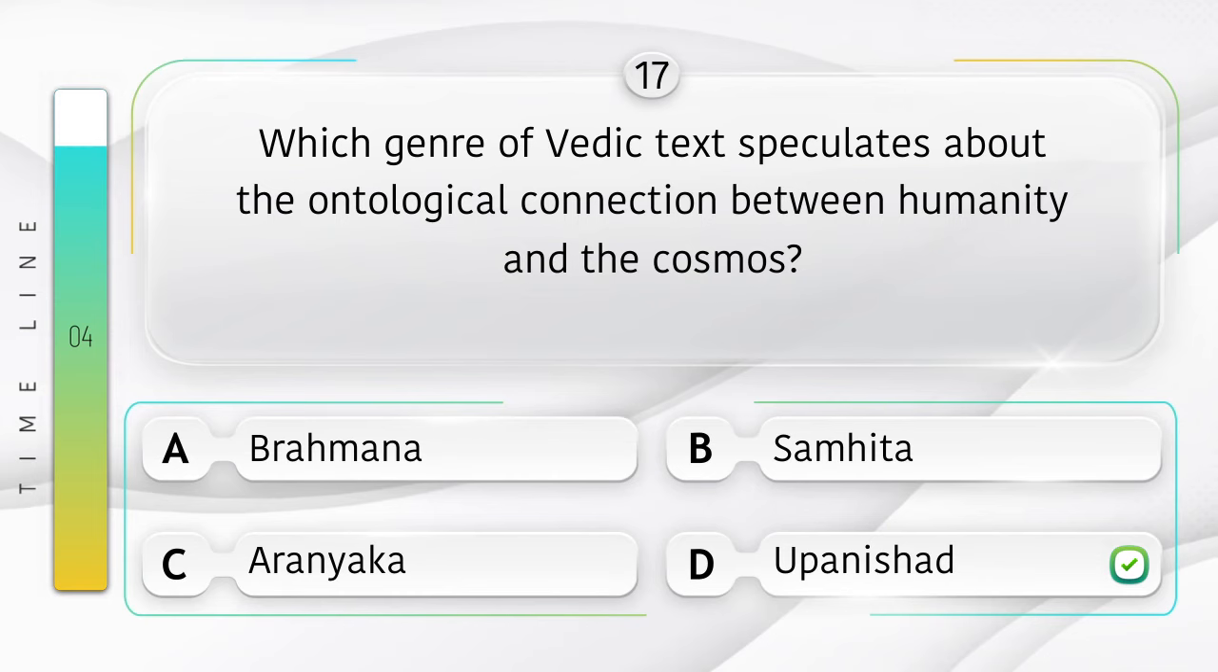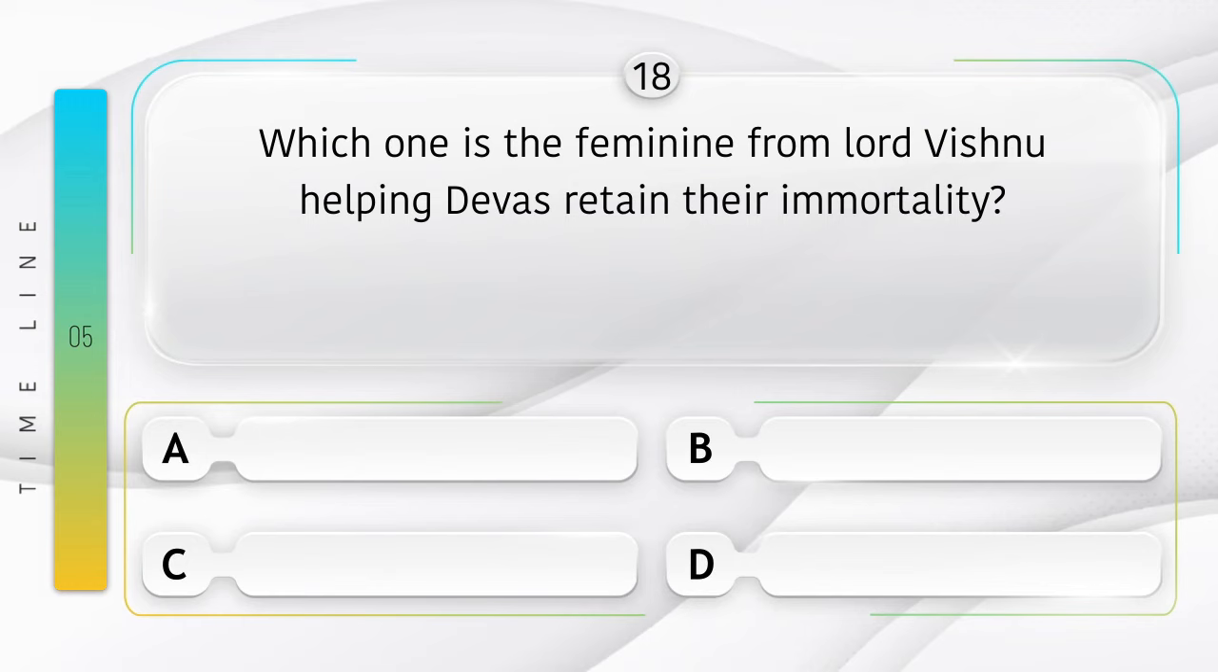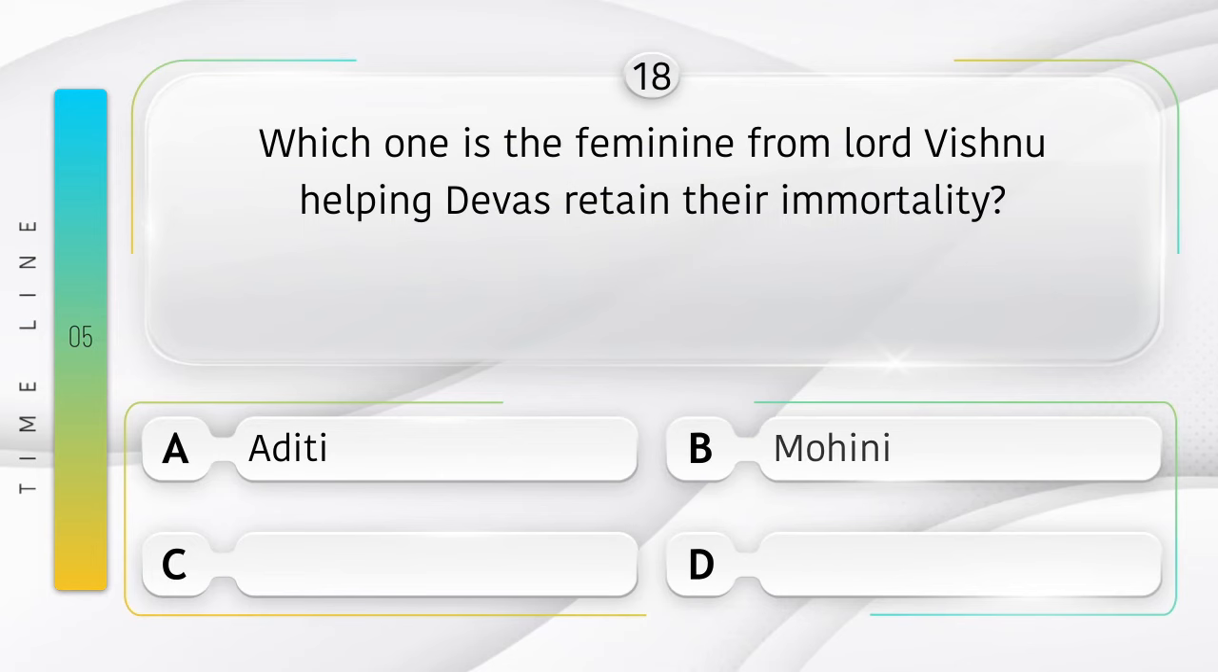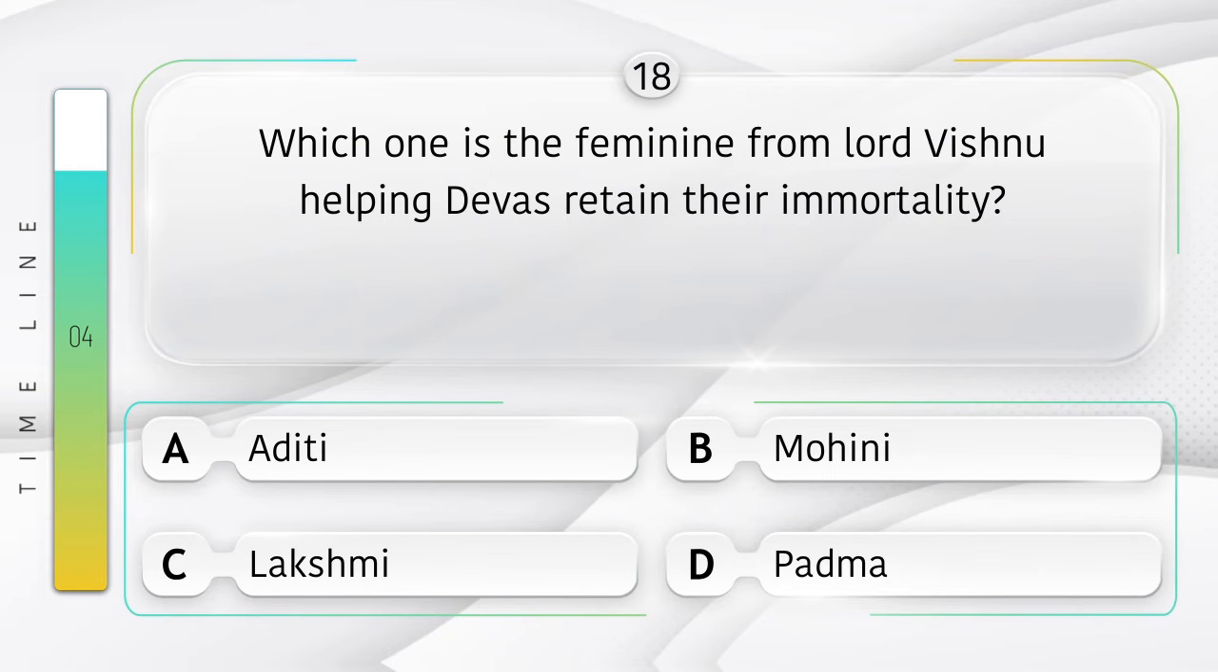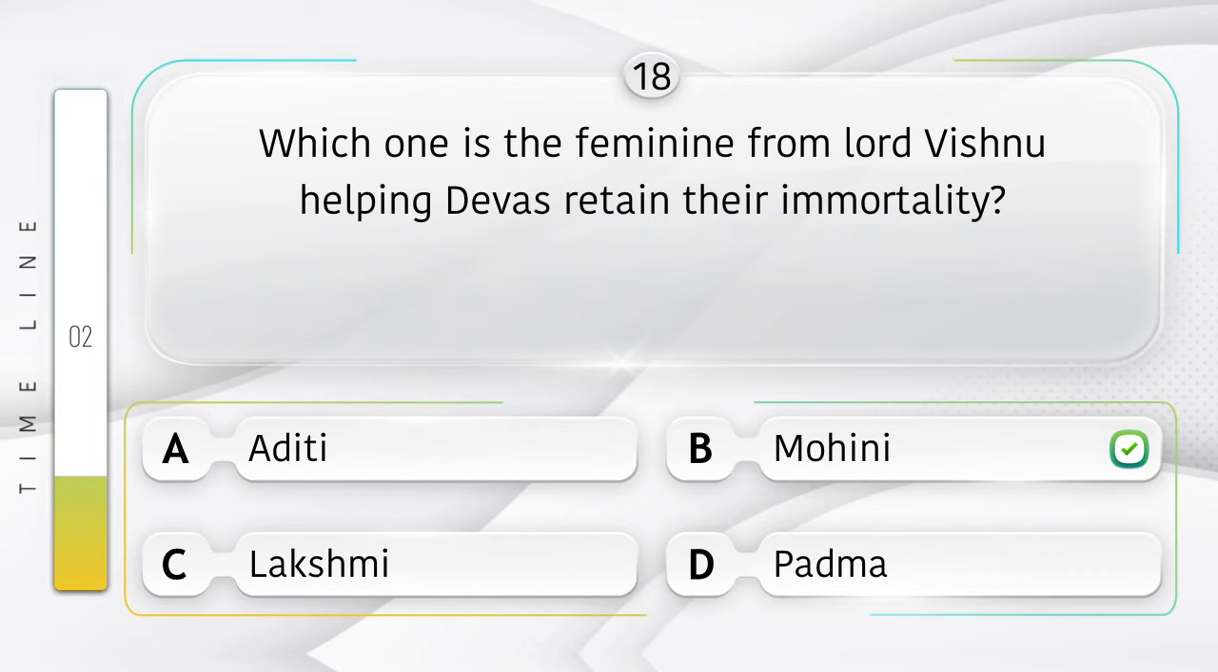Which one is the feminine form of Lord Vishnu helping Devas retain their immortality? Option A. Aditi, B. Mohini, C. Lakshmi, D. Padma. Answer is option B. Mohini.